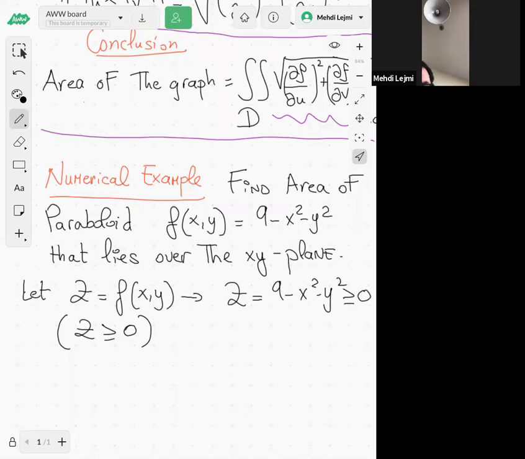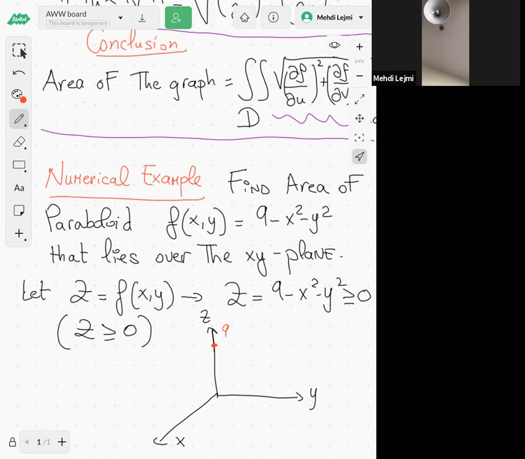So if you want to graph this, this is x, this is y, here's my height z. Actually, the vertex of this paraboloid, when x and y are both 0, then the height z would be 9, and that would be the highest point of your paraboloid, right? So it's 9 minus x squared minus y squared, which means that this paraboloid opens down, okay?